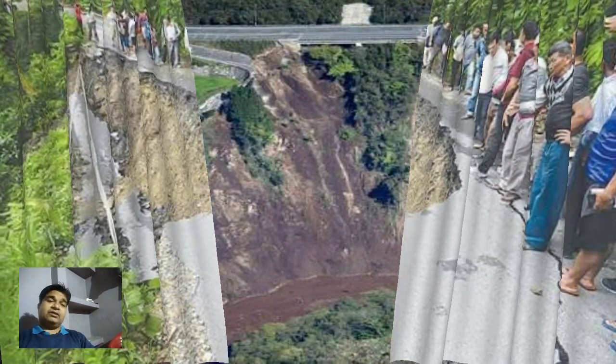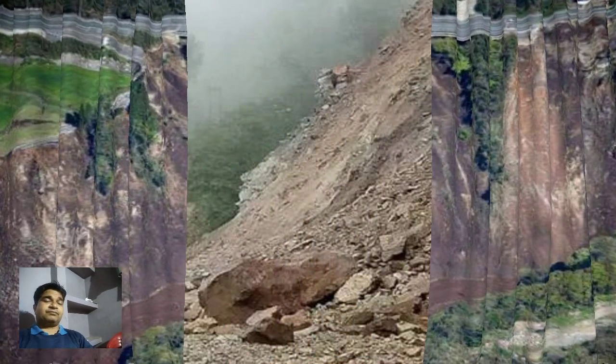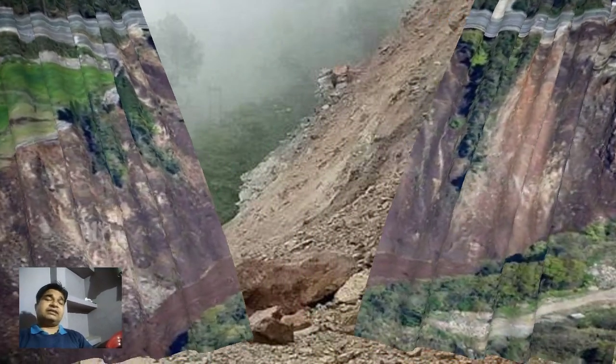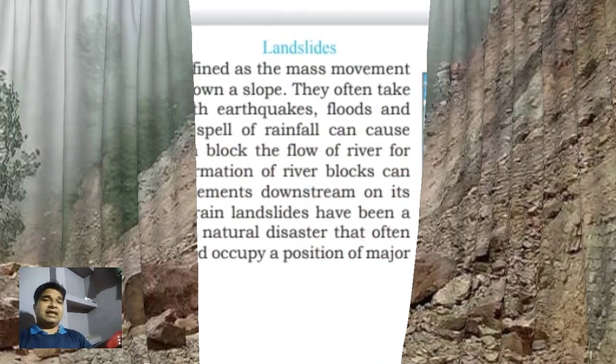This type of feature is known as a landslide. Now you see the example of a landslide in a mountainous region like Uttarakhand. You can see the rock is coming down through the steep slope. This is known as a landslide. Another example from the same mountainous place, Uttarakhand. Here also you can see the slope. From this slope the rocks come down. This is known as a landslide.